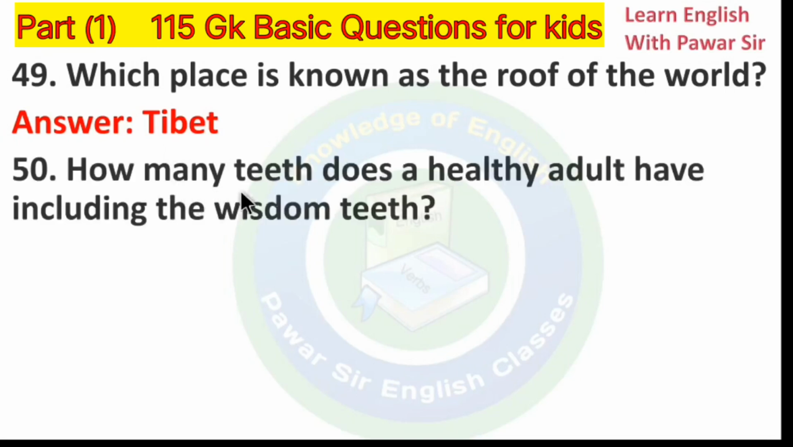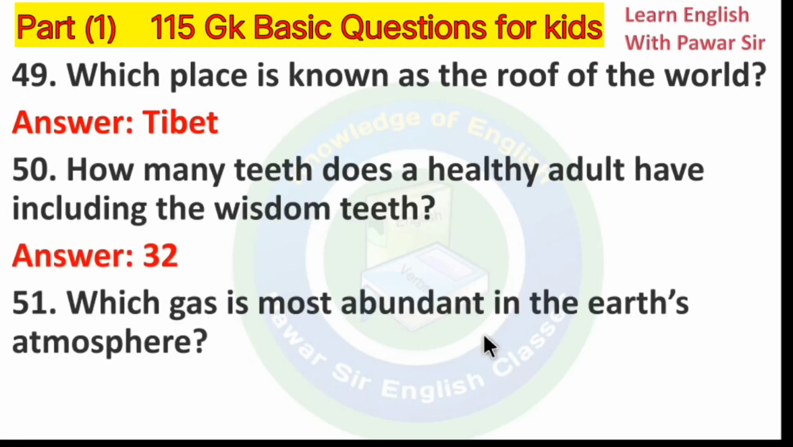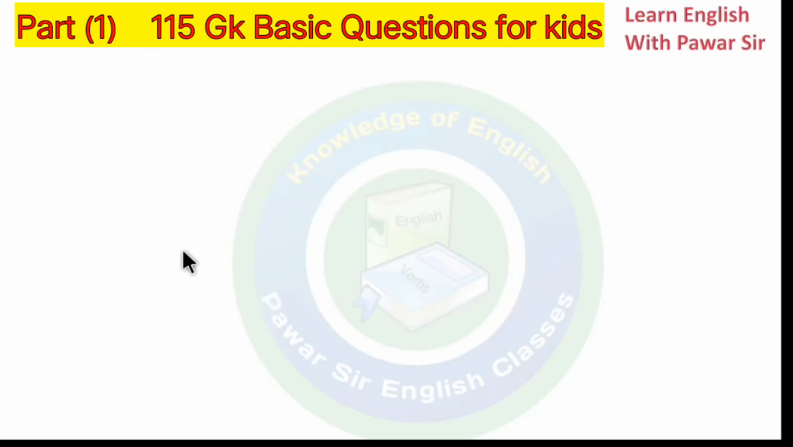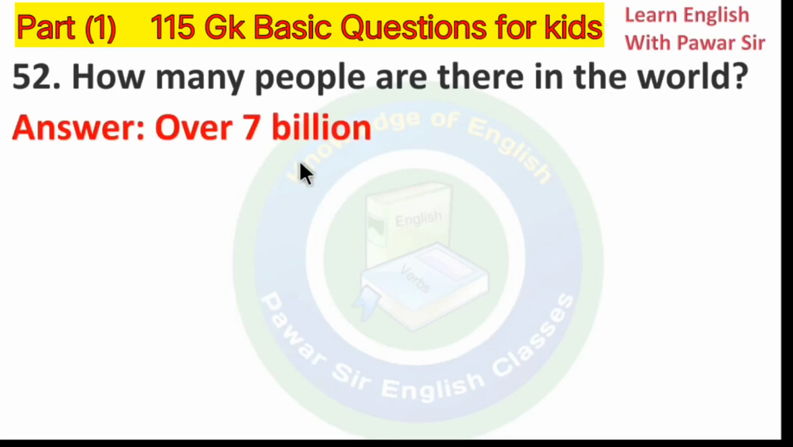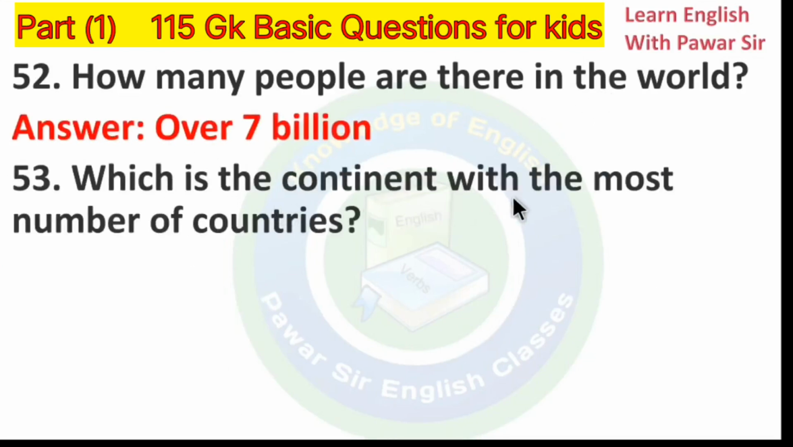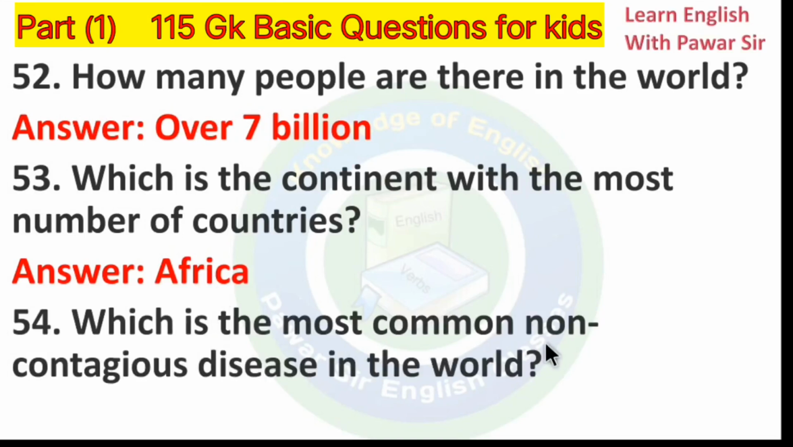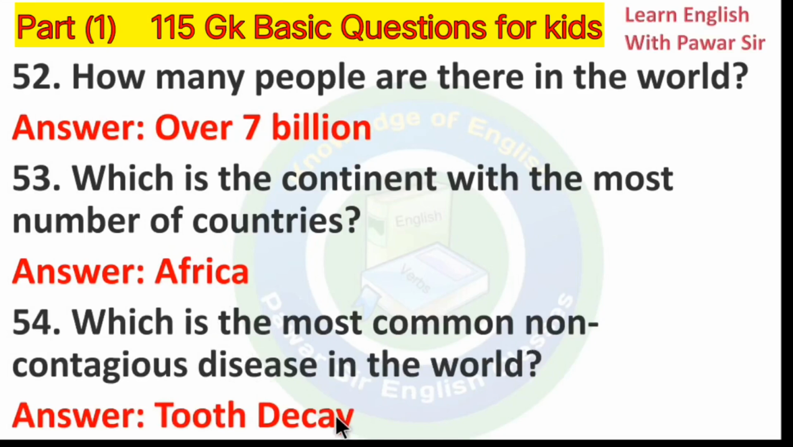Tibet. How many teeth does a healthy adult have, including the wisdom teeth? 32. Which gas is most abundant in the Earth's atmosphere? Nitrogen. How many people are there in the world? Over 7 billion. Which is the continent with the most number of countries? Africa. Which is the most common non-contagious disease in the world? Tooth decay.